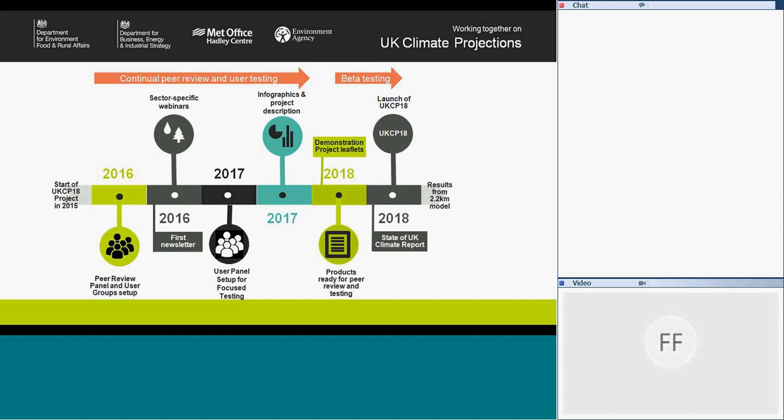So to get a feel for how often and who else we've engaged in this process. The project started in 2015, and we set up a peer review panel to provide the scientific rigor. We had a first meeting in 2016, and we also started the non-government and government user groups in late 2015, early 2016, pretty much at the start of the project. We've been meeting every 6 months or so throughout the process, and I'll describe a little bit more about what we've been doing then.